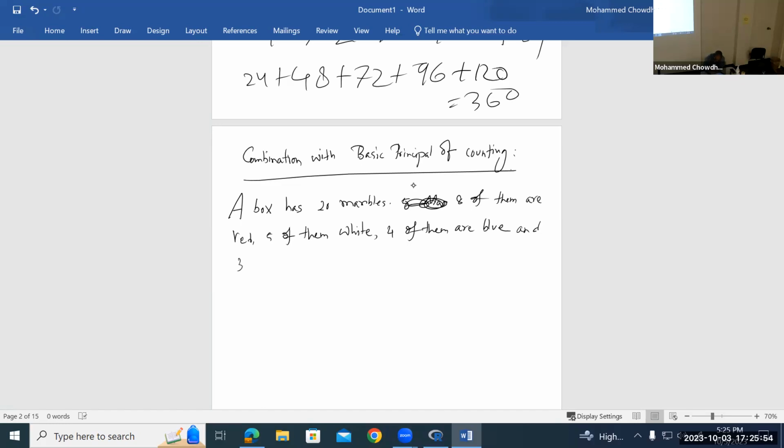And 3 are, suppose, black. Okay. So 20 marbles. 8 are red, 5 are white, that is 13. 4 are blue. 3 are black. Okay. 8 are red. 5 are white.